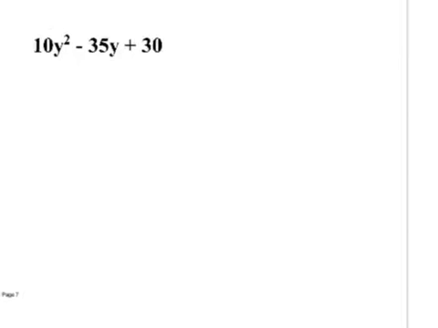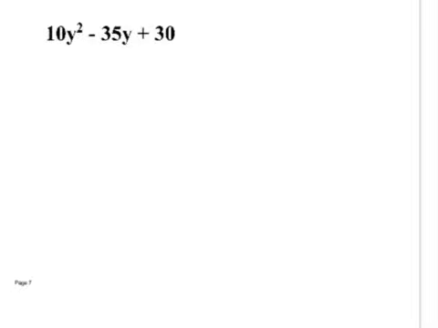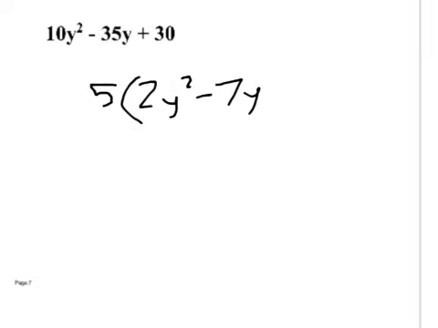Okay, so I'm going to factor 5 out. What is left? 2y squared minus 7y plus 6. Is that what we're trying to say? Yeah. Now I need to figure out what adds to give me negative 7, what multiplies to give me 12.